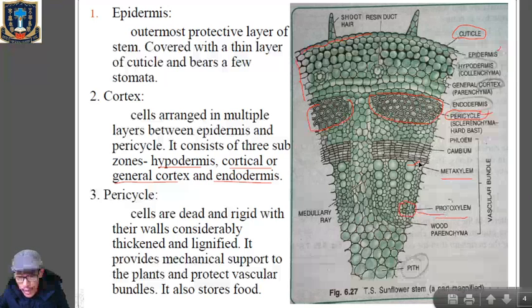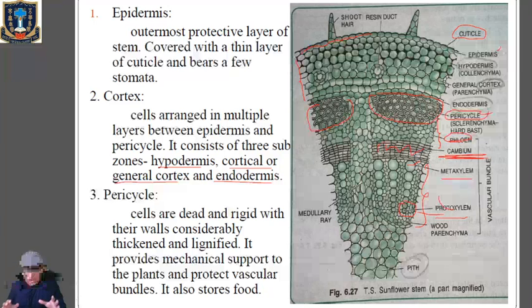So this part is the xylem, metaxylem, and the protoxylem. This one is the phloem. So in between the phloem and the xylem, we'll see the presence of cambium. So this is the cambium. Okay, so this type of arrangement is called open type of vascular bundles.